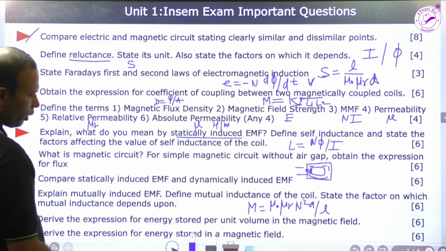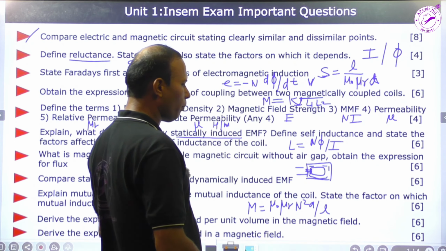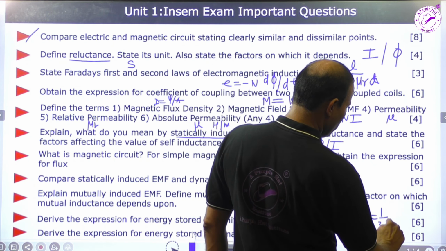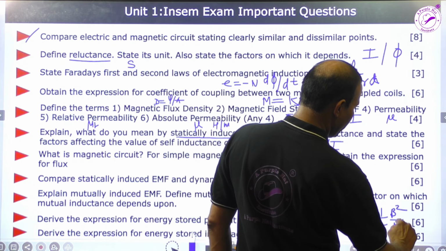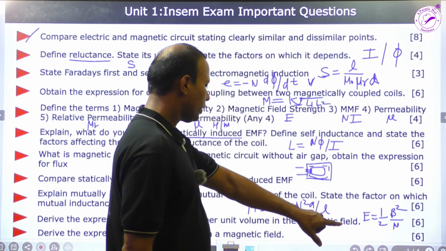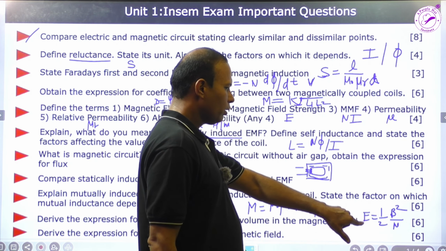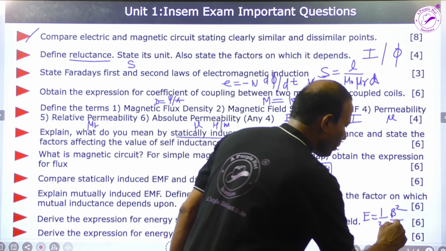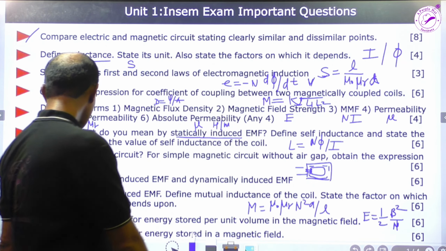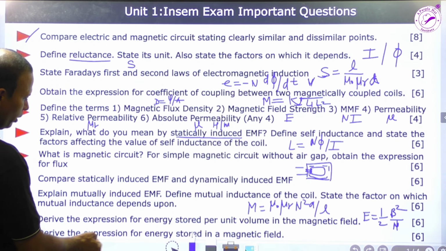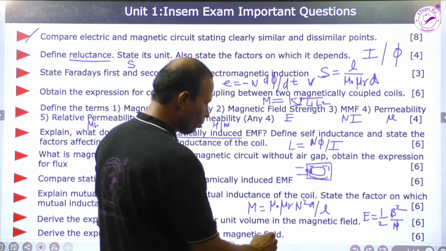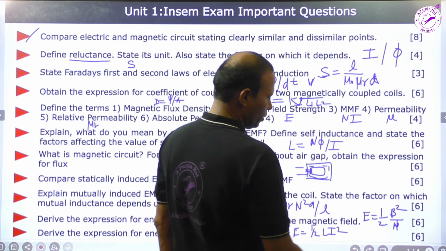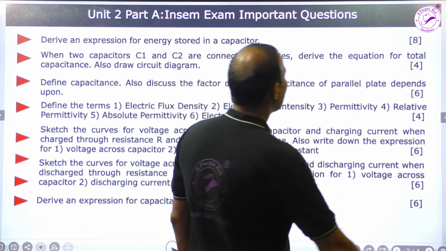Next, derive the expression for energy stored per unit volume in the magnetic field. Yes, energy stored will be E equal to 1/2 B square upon permeability. This is the energy stored in a magnetic field per unit volume, where B is magnetic flux density and mu is permeability. Another, derive the expression for energy stored in a magnetic field: E equal to 1/2 L I square. So these are important questions for chapter number 1.